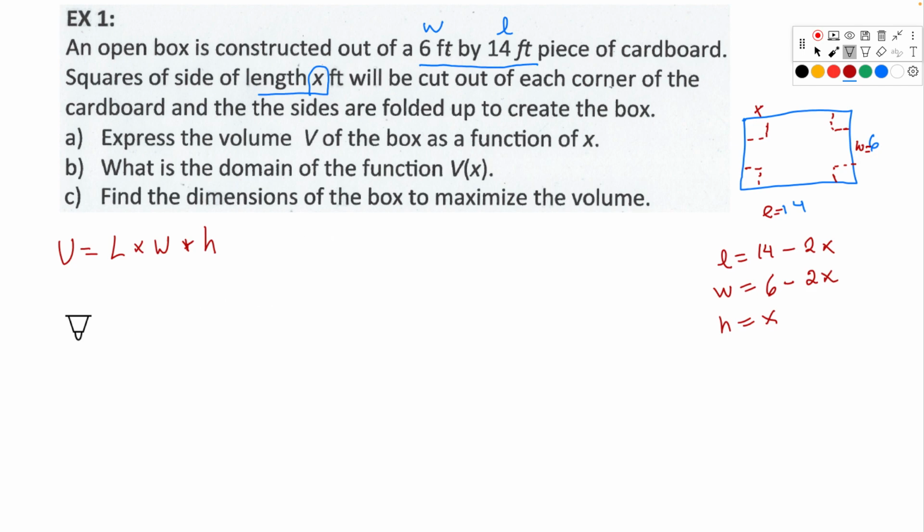We can now come over to our volume function and, well, actually make it a function. The length, 14 minus 2x. The width, 6 minus 2x. And the height, x.